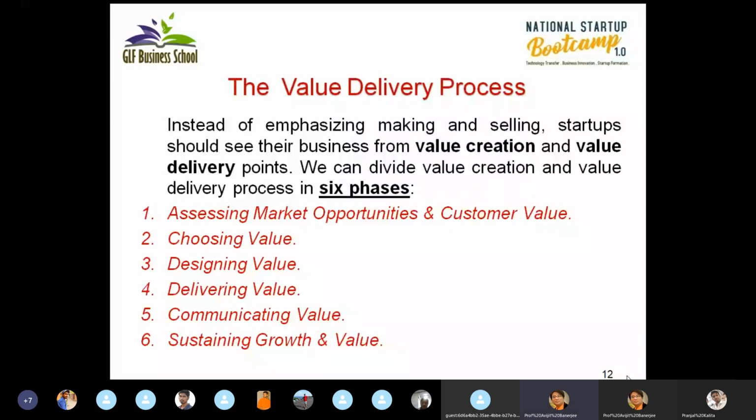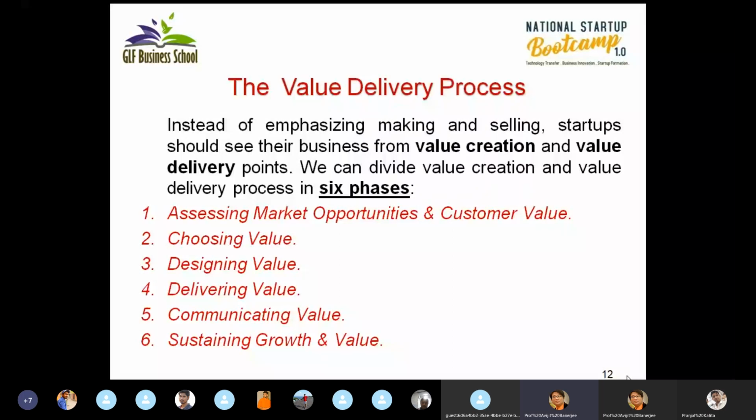In a hyper-competitive economy with increasingly informed buyers faced with abundant choices, a company can only win by fine-tuning the value delivery process, and choosing, providing, and communicating superior value to the customers. These are the 6 phases of the value delivery process.